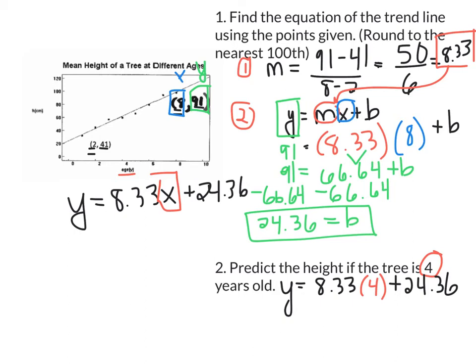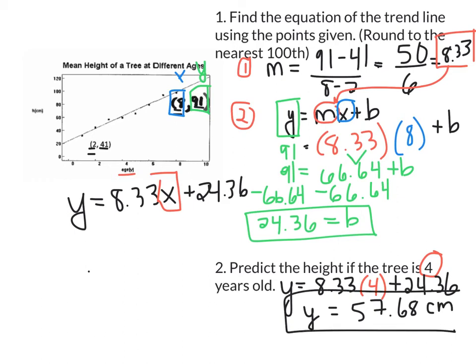And if I plug that in my calculator, 8.33 times 4 years plus 24.36, I get that the height is going to be around 57.68, and this is measured in centimeters. So my label is centimeters, which makes sense because if I go up to my trend line 4 years, right below 60, so 57, I think would be a fair guess.